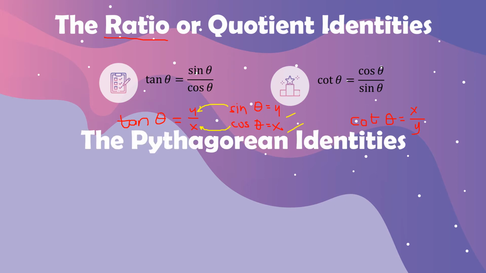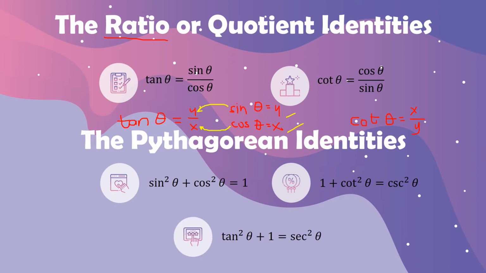And the third one, yung Pythagorean identities. Yung Pythagorean identities, I'm going to show the three of them. So you have sine squared theta plus cosine squared theta equals 1. 1 plus cotangent squared theta equals cosecant squared theta. And tangent squared theta plus 1 equals secant squared theta. Now, on the next slide, papakita ko sa inyo kung paano natin nabuo yung identities na yan.